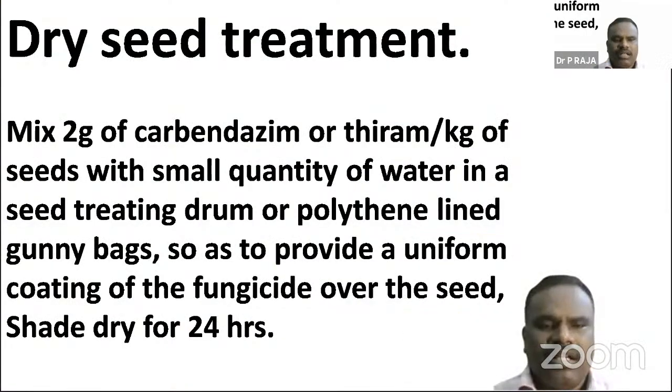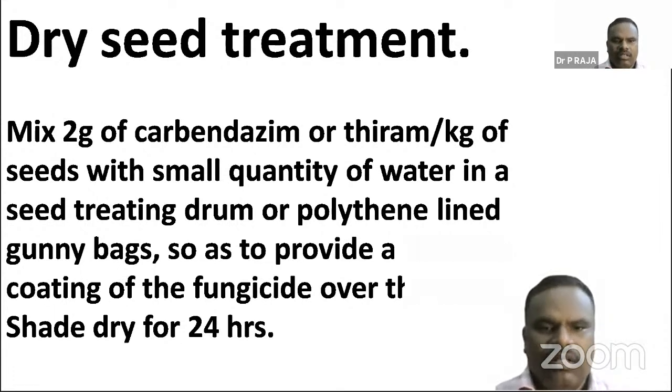And then dry seed treatment. Before sowing the seeds in the nursery, we can use carbendazim 2 gram per kg and mix it with each kg of seeds in a plastic container. For mixing, we have to add a little bit of water. Thereby these chemicals will be coated uniformly on the seeds, and we have to dry it for 24 hours under the shade, and the next day you can take up the sowing. So these are the chemical methods.